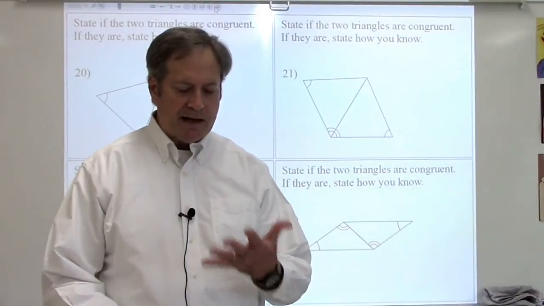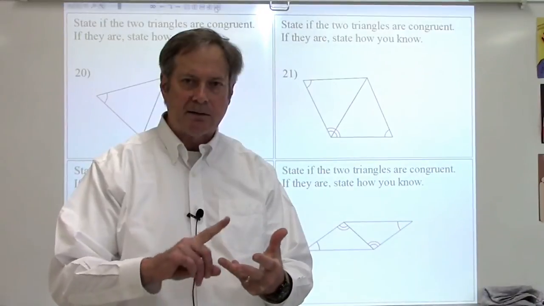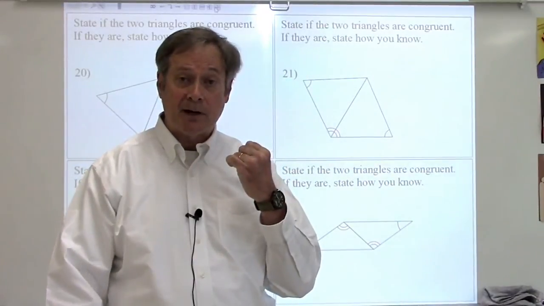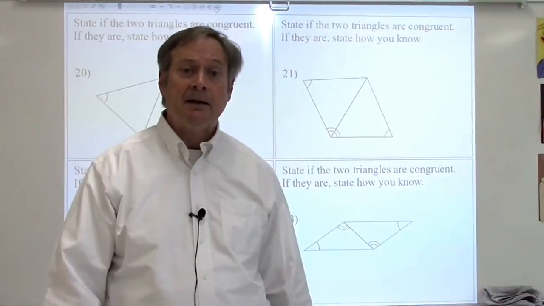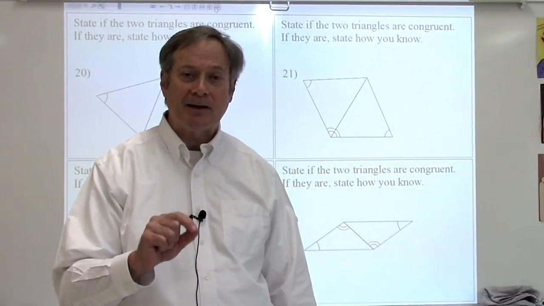So let's review the 5 proofs. Side, side, side, side, angle, side, angle, side, angle, angle, angle, side. And if it's a right triangle, hypotenuse leg. What's not a proof? Angle, angle, angle, and ASS, angle, side, side.